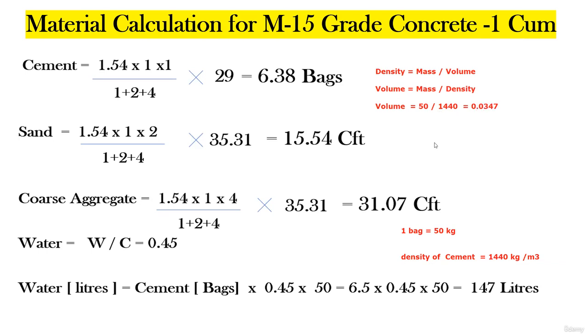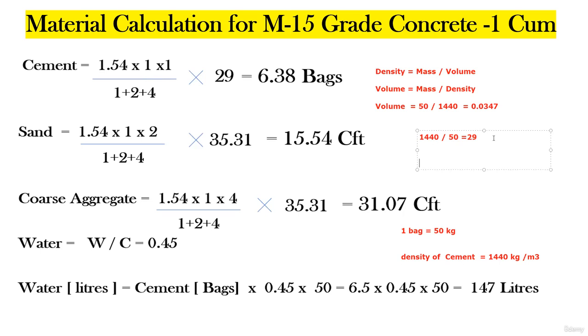That is why I divided this answer directly by 0.0347. This is one method of doing. Second is that we can also multiply this by 29. How do you get this 29? It's very simple. If you do 1440 divided by 50, you'll get 28.8, which you can consider to be 29. Okay, so you have two options. Either you multiply the answer by 29, or you divide the answer by 0.0347.